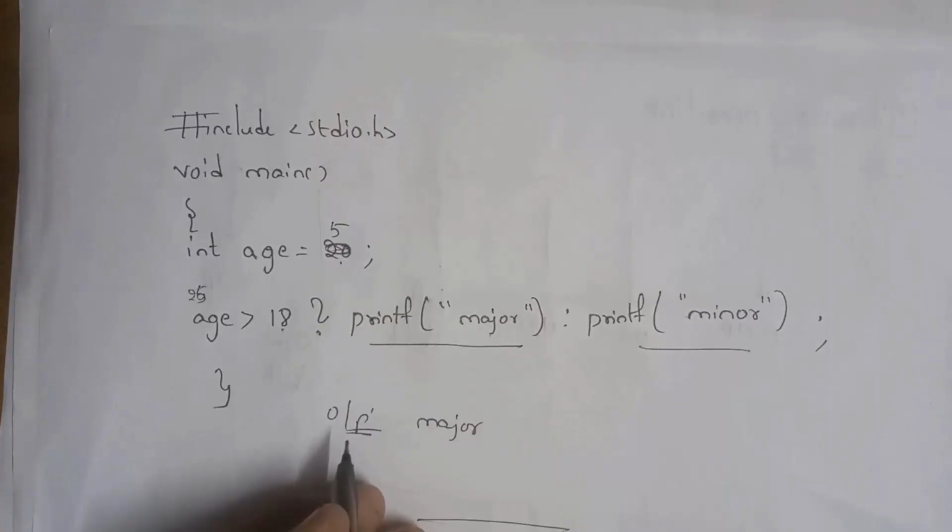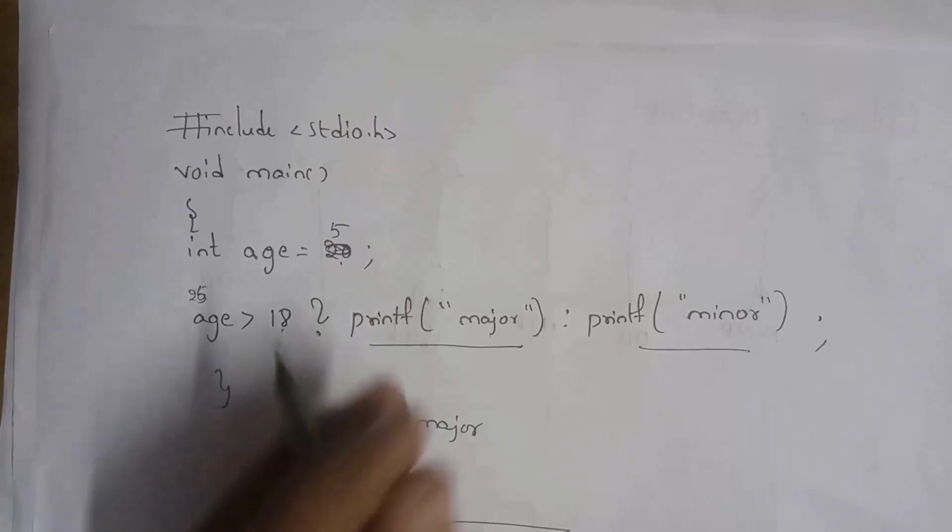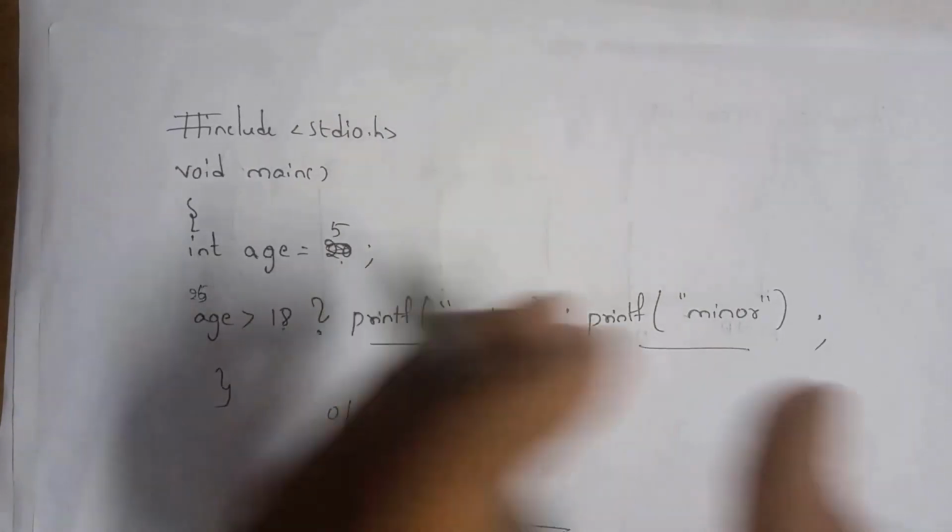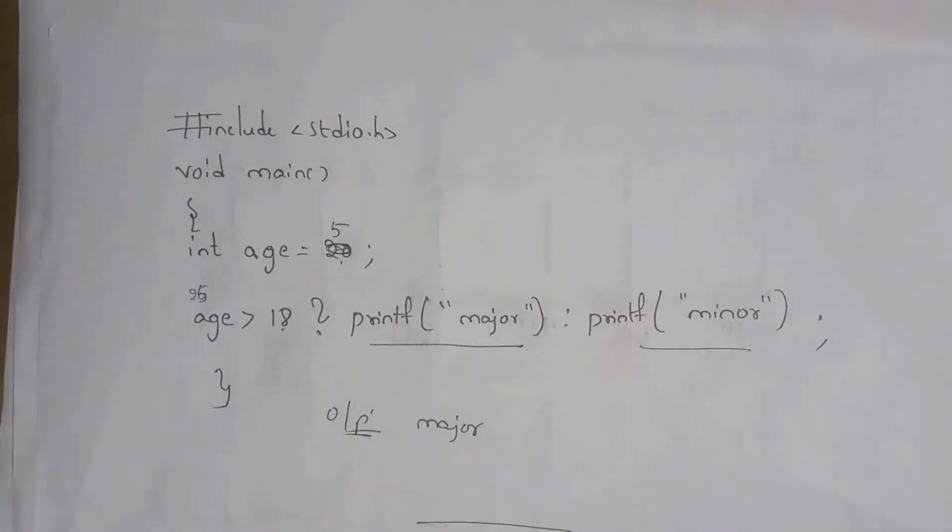So this is same like if else statement. If condition is true, this statement will be executed, else next statement will be executed. This is C program for ternary operator.